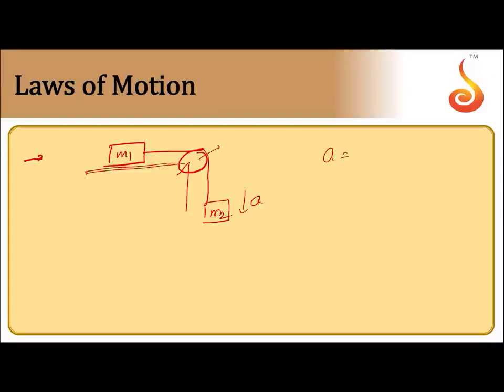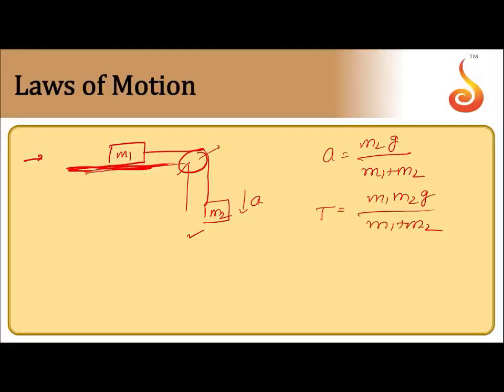Then the acceleration of the system is m2 g divided by m1 plus m2. Why? Because the net pulling force depends only on m2, while the motion of m1 happens horizontally and its motion is not controlled by gravity. And the tension is of course m1 m2 g divided by m1 plus m2.